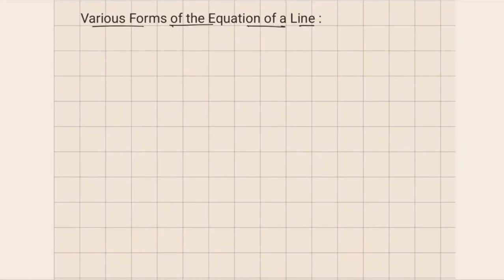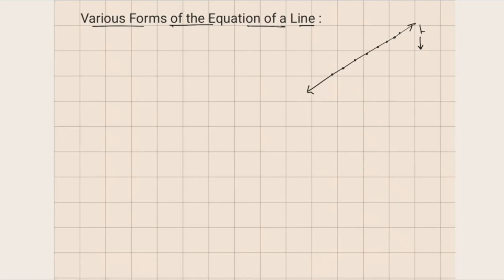Welcome to lecture 4. In this lecture, we'll see how the equation of a line looks in various forms under different conditions. We know that every line, let's say this is a line L, contains infinite points. So this is a point, this is a point. It contains infinite points. So the equation of a line.